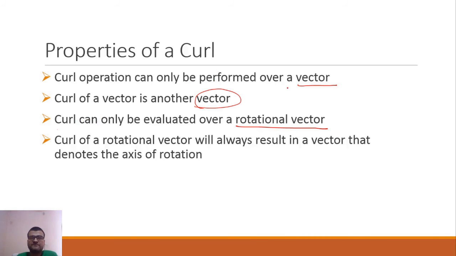Curl has one important property, that it can only be performed over a vector. Another property is that when you perform curl over a vector, the answer will also be a vector. Also, curl can only be evaluated over a rotational vector. For a vector which is not rotating, a vector which has some sink and some source, and the source and sink are not the same, the curl will be 0. And also, whenever you perform the curl over a rotational vector, you will get a resulting vector which will be the axis of the rotation. So these all 4 properties you should remember.